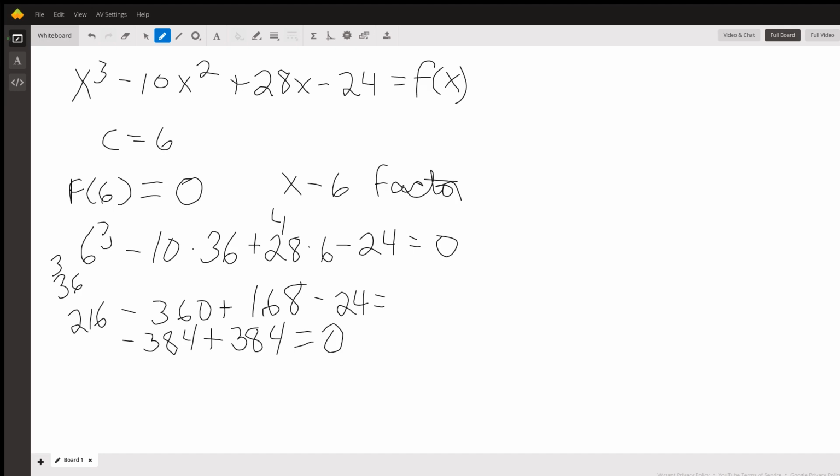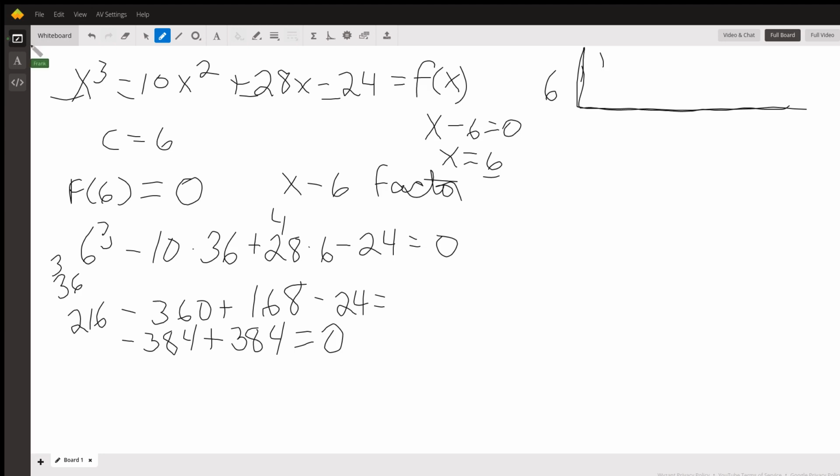Then it asks to completely factor this. I'm going to use synthetic division. If x minus 6 is a factor, I can take that factor, x minus 6 equals 0, and find that x equals 6 is a zero of this function. So I take this 6, I put it here, then I take the coefficients of each power of x. Notice this has every power of x: x to the 3, x squared, x to the 1, and x to the 0 power. If it didn't, I'd have to put zeros in for those, but this one does.